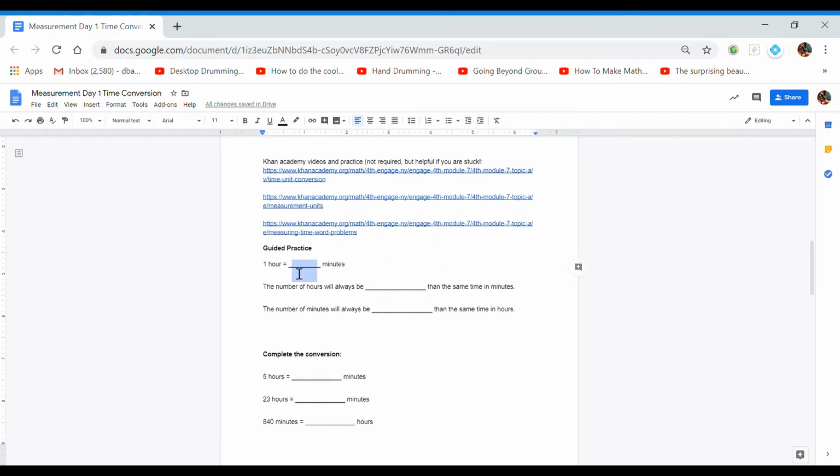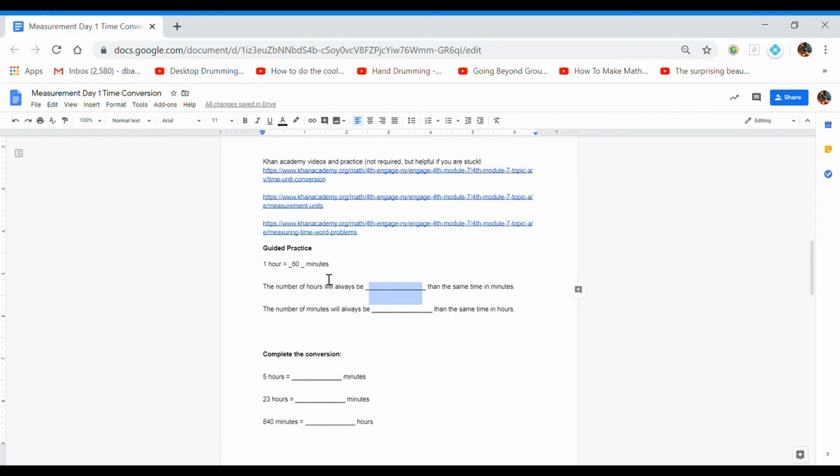Guided practice. We already got this one down. 1 hour equals how many minutes? Say it to yourself. Hopefully you said 60. Great. Moving on. The number of hours will always be blank the same time in minutes. So if I tell you a time in hours, think about it. In minutes, is that time going to be a bigger number or a smaller number?